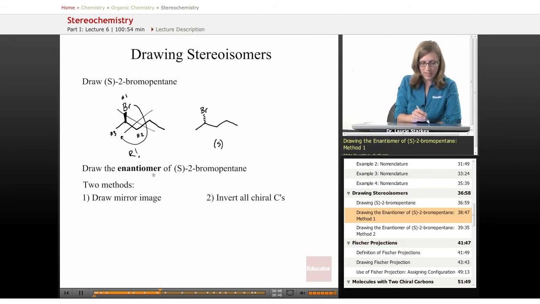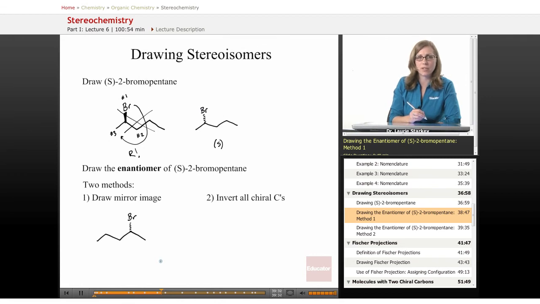Now what if I asked you to draw the enantiomer of S-2-bromopentane? We already see what the structure of the S enantiomer looks like, and if I wanted to draw the other enantiomer, there are two approaches we can take. One approach is to draw the mirror image, because the definition of an enantiomer is that they're mirror images of each other. So we can imagine a mirror to the side or to the bottom, and maybe we could draw it like this and draw the bromine here. This would be the mirror image of this if I had a mirror right here. And so that should be the enantiomer. That's one possible way to do it.